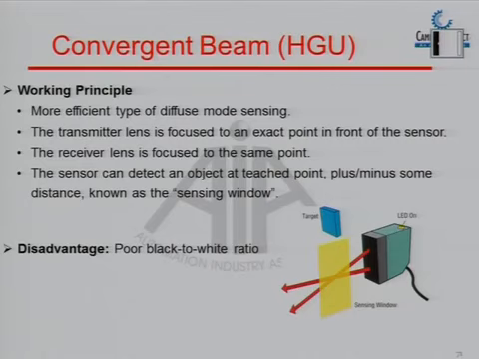Again, it is the same concept as background suppression, it is a convergent beam. That means the beams are made to fall at a certain angle. Anything beyond or below that, before that, will not be detected.